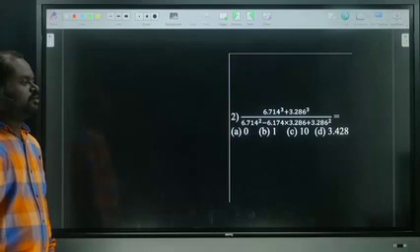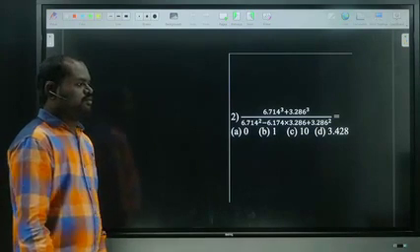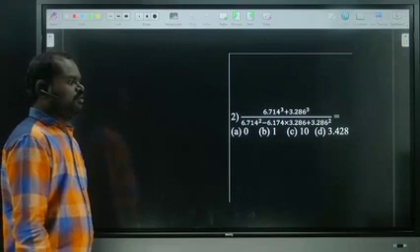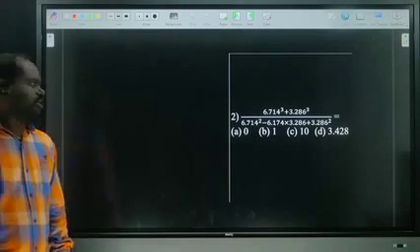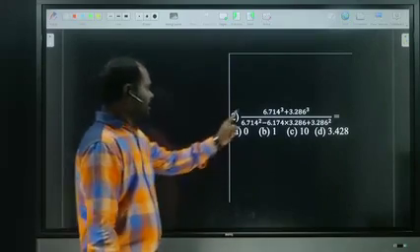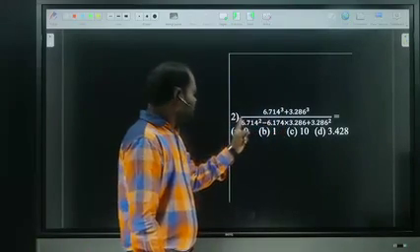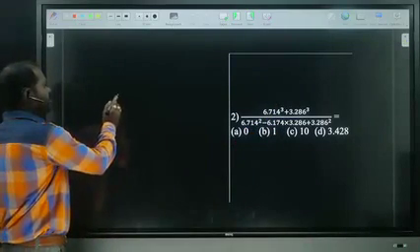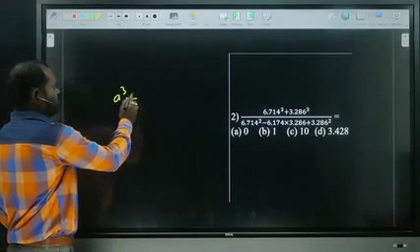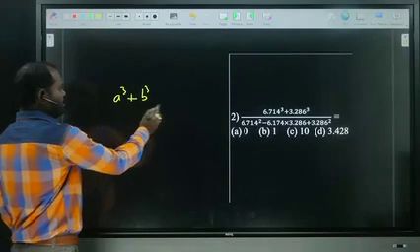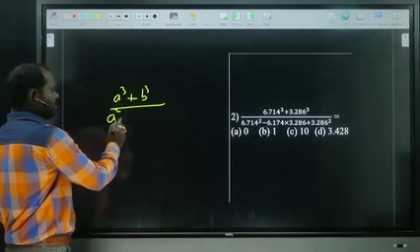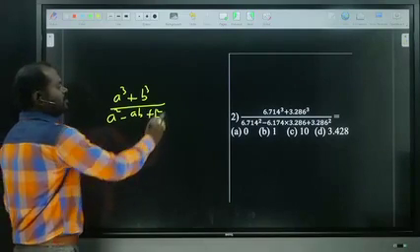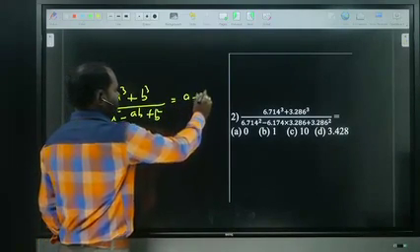Right? Now, option C. Option C, correct. Now, which formula format is that? A cube plus B cube by A square minus AB plus B square. It is the formula for which one? A plus B.